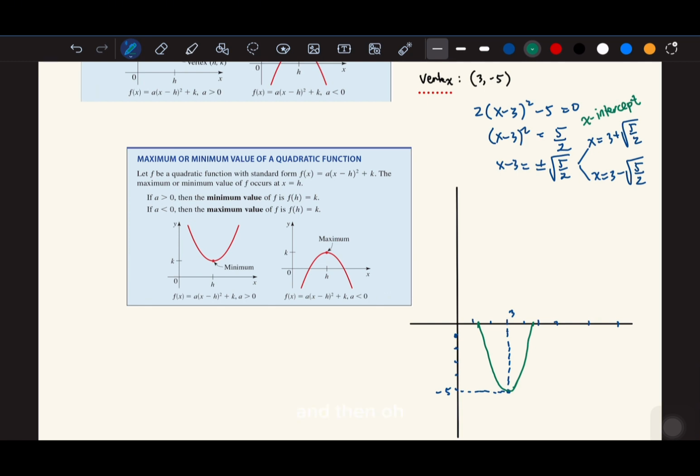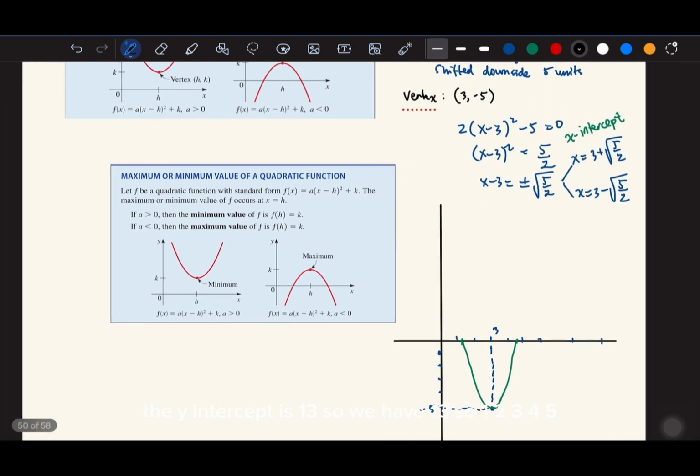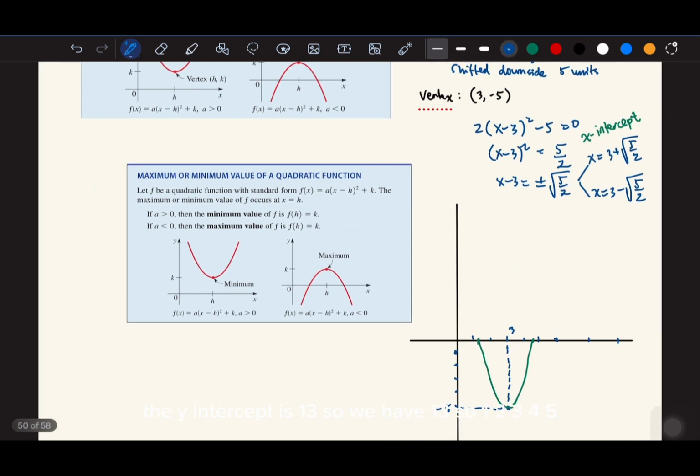and then the y-intercept is 13, so we have 13. So 1, 2, 3, 4, 5, 6. Let me just write here. Maybe this is 13 over here. And then we connect all of that. Of course, not proportional, but it's supposed to be really smooth.